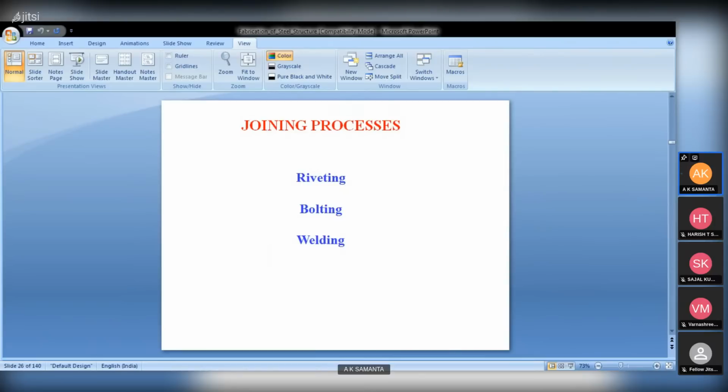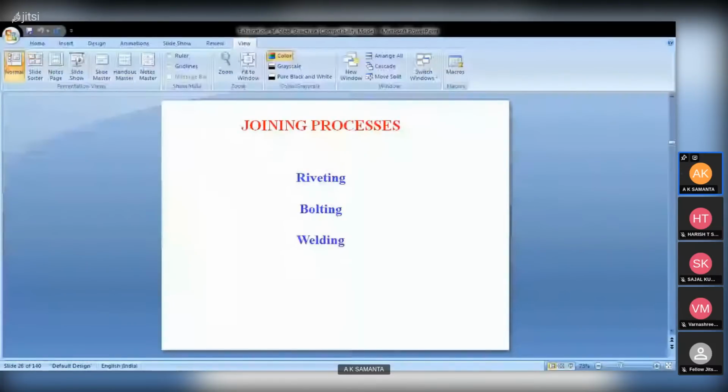Now I am coming to the joining process. You will know that steel sections come to the workshop, and after that pieces are made. Now according to the frame requirement, we have to join the two pieces. There are three types of joining process: riveting, bolting, and welding.